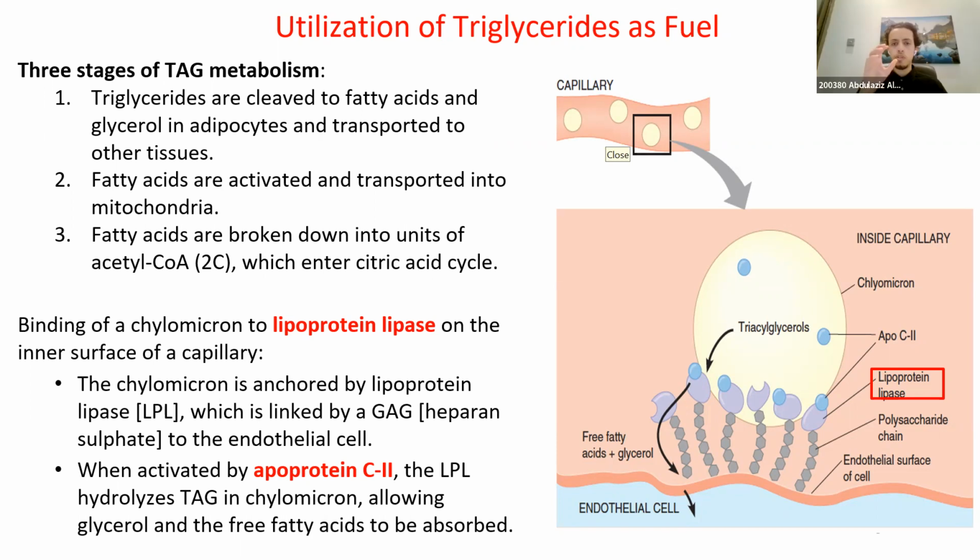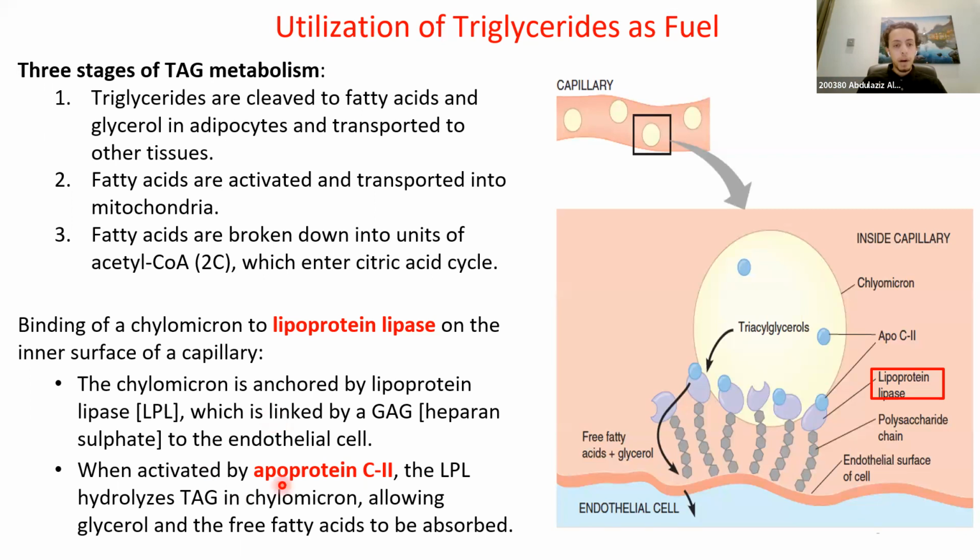Yes, Noor. ApoC2 is on the chylomicron itself, and essentially it is what activates lipoprotein lipase. It attaches to the lipoprotein lipase and activates it. So essentially, what we see here is the binding of the chylomicron to the lipoprotein lipase. It basically anchors on the chylomicron and then hydrolyzes the triglycerides. And the triglycerides will be broken up to, as we said, 1 glycerol and 3 fatty acids.